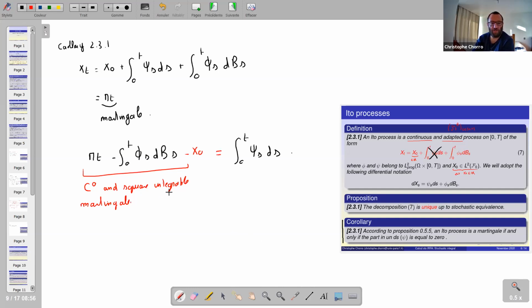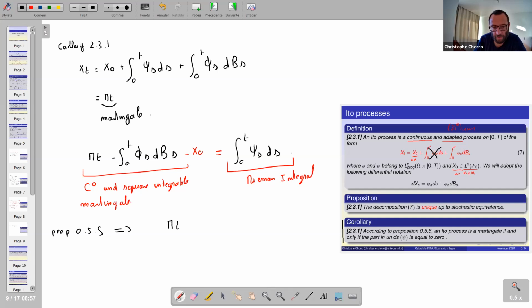So here you have a continuous and square integrable martingale, because I suppose that my Ito process here is a martingale. I know that this one is a martingale from what I have done in the previous session, okay? And if I add or subtract constants, I don't change the fact that I am a martingale. And I have this one that is a Riemann integral. Once again, if I use proposition 0.5.5, I obtain that this one is necessarily equal to 0.